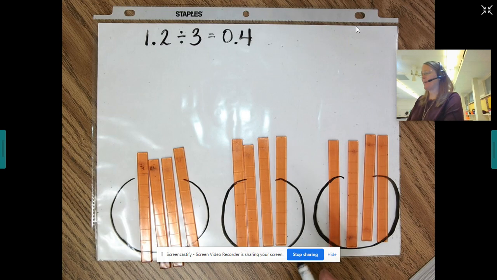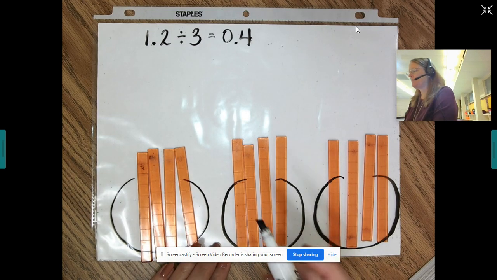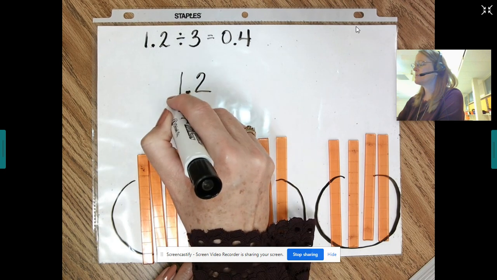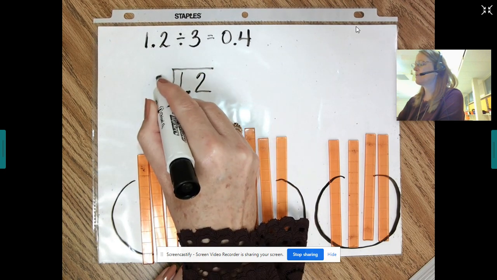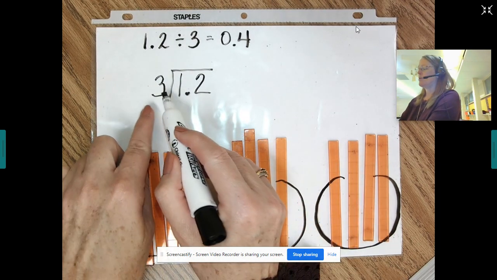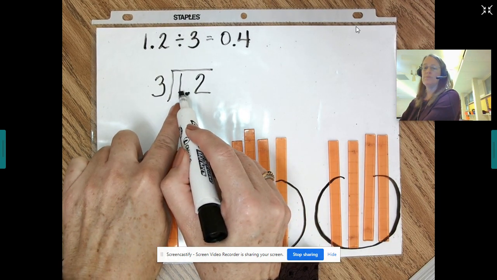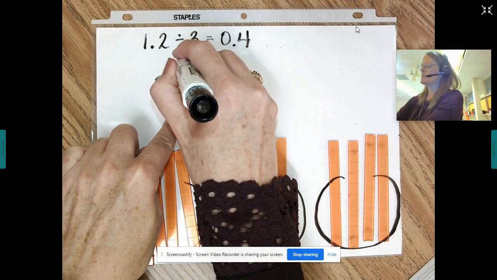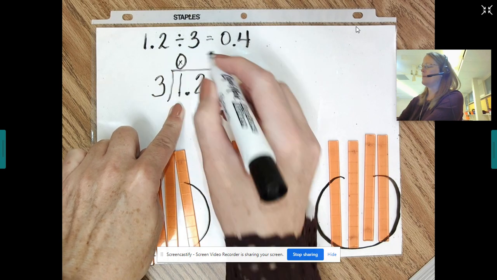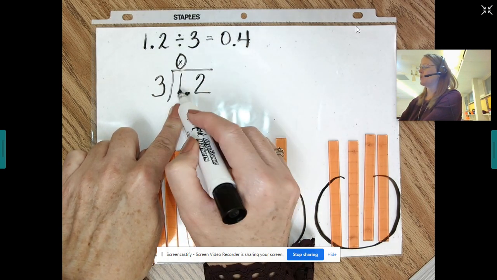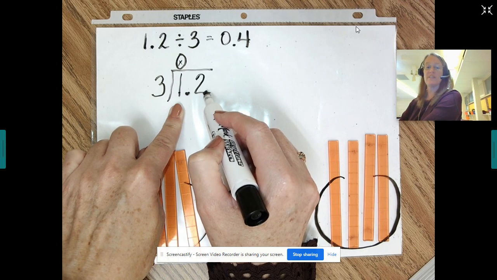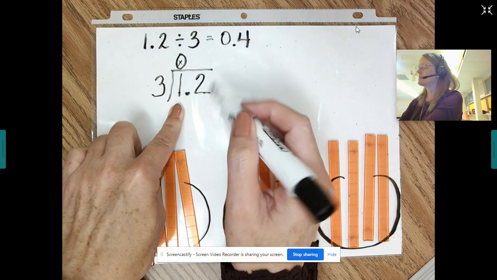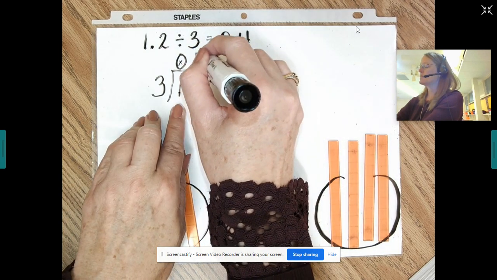Here's what that looks like using the standard algorithm. 1 2/10 divided by 3. 3 won't go into 1. I can either put a 0 or an X, whichever one, okay? But 3 will go into 12/10, okay? Because 1 2/10 is the same as 12/10. It will go in 4 times.